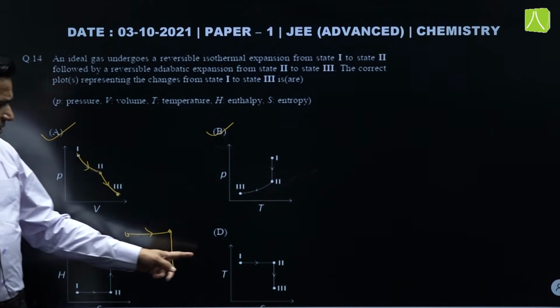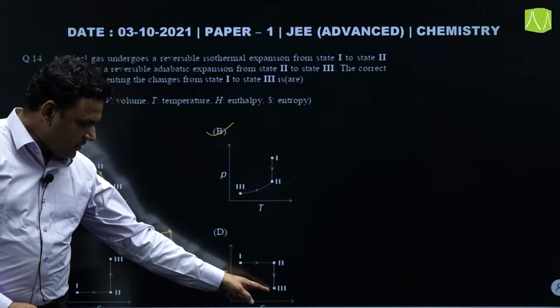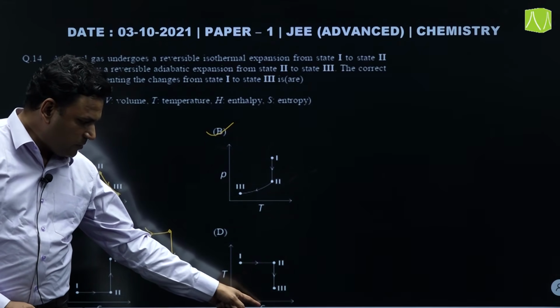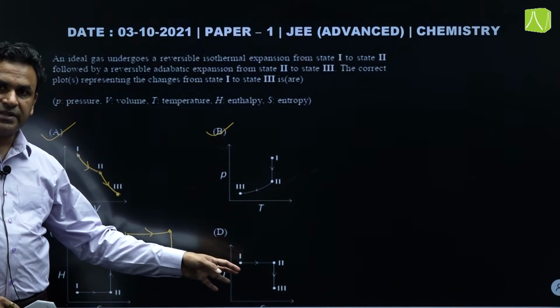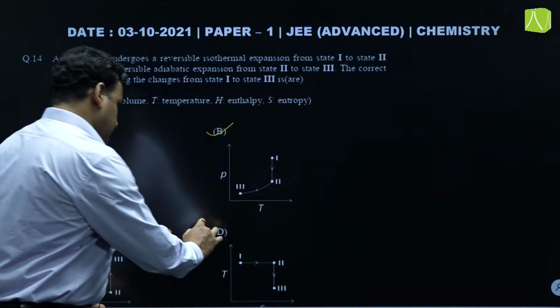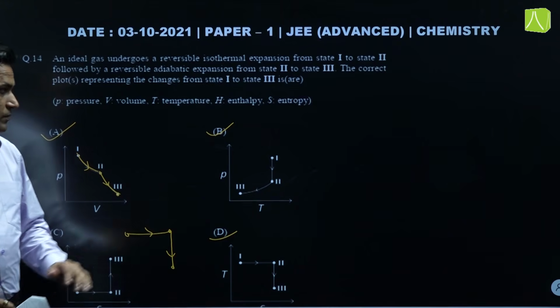C is incorrect. D, isothermal, correct, and then 2 to 3 is temperature decreasing, but entropy remaining constant, that is adiabatic, temperature will decrease, entropy will remain constant, it should be correct. So, the correct answer for this particular question should be A, B, D.